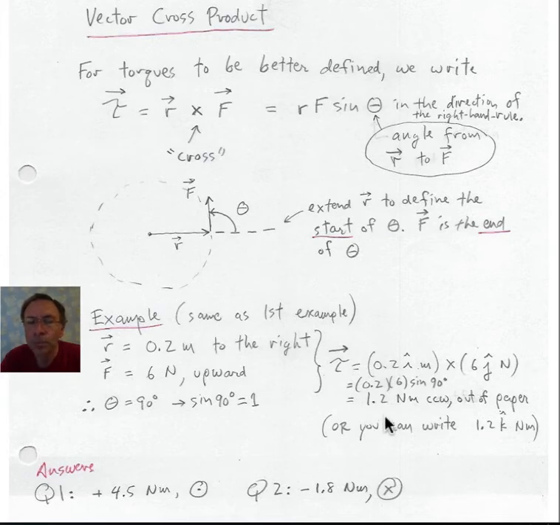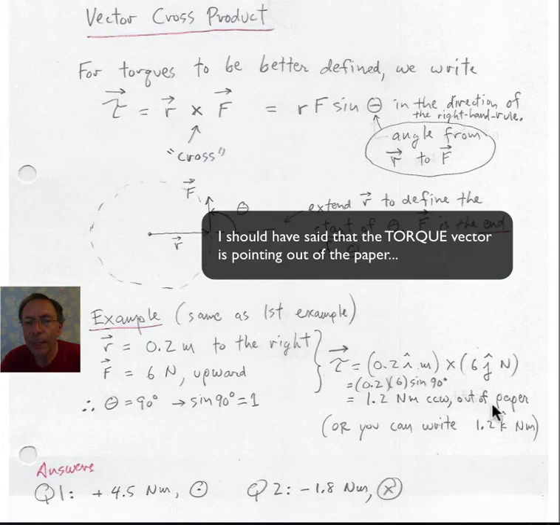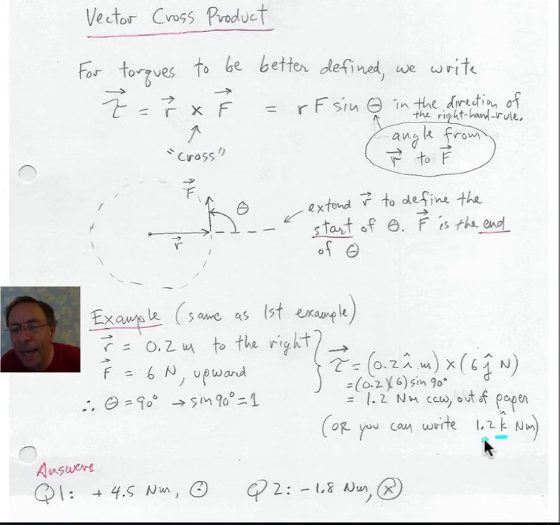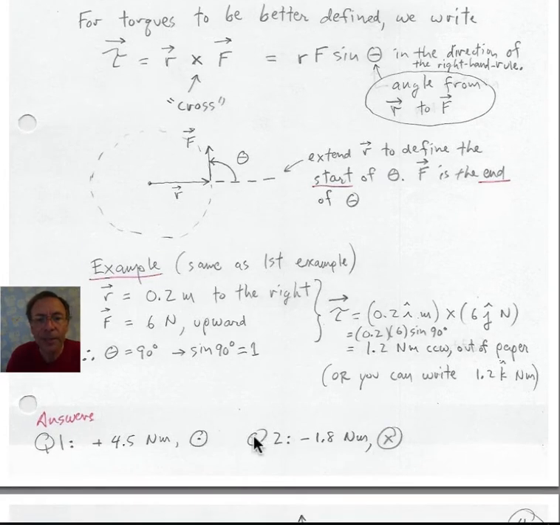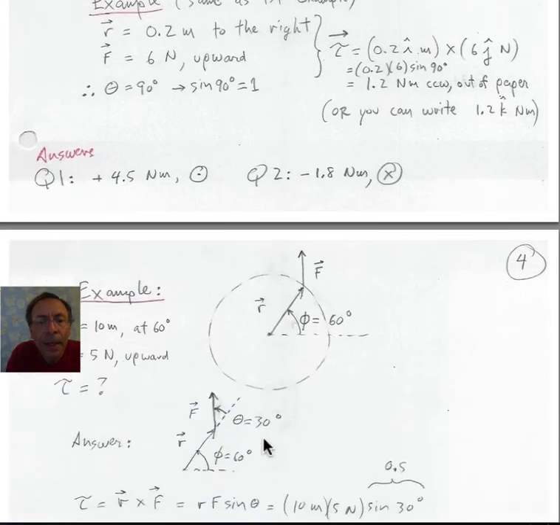And then getting back to the i and j vectors, the fact that the torque vector is pointing out of the paper happens to be the direction of the k hat vector. So that's just yet another way of figuring out the direction. These are the answers to question 1 and question 2 up at the top.